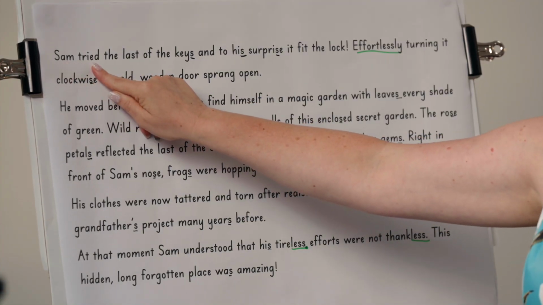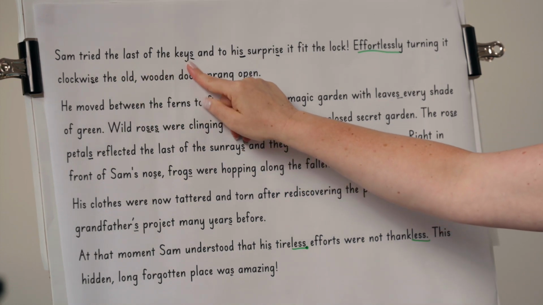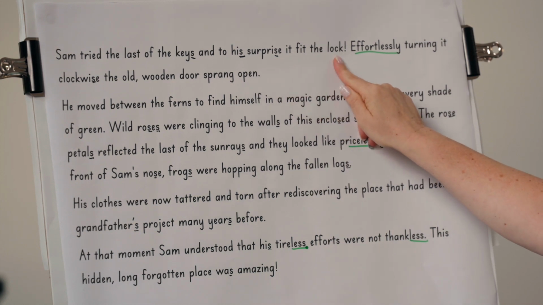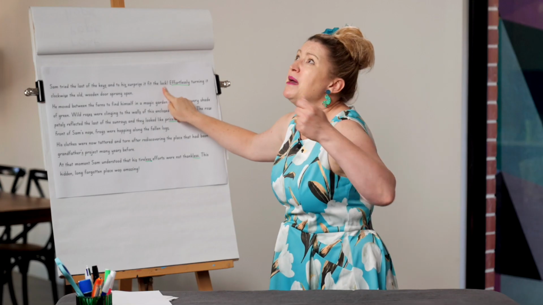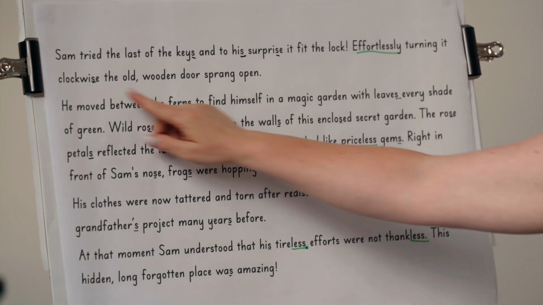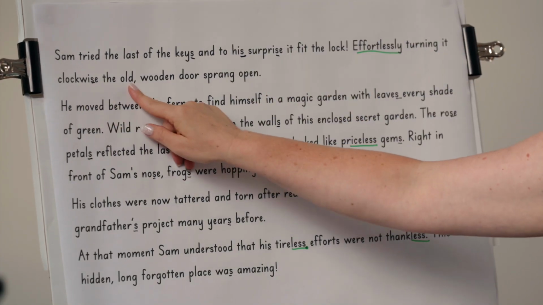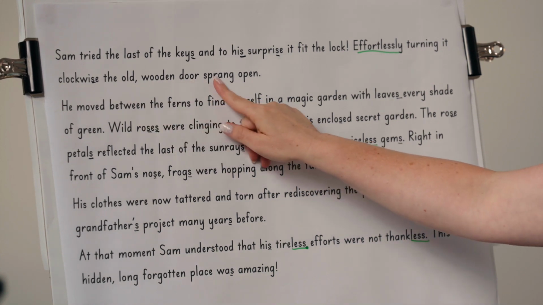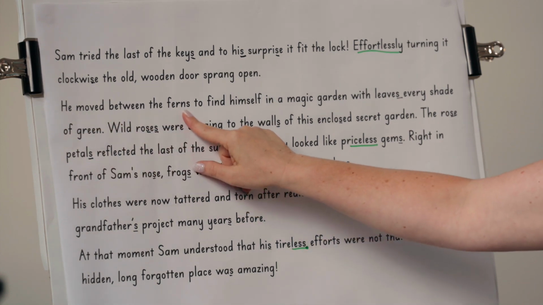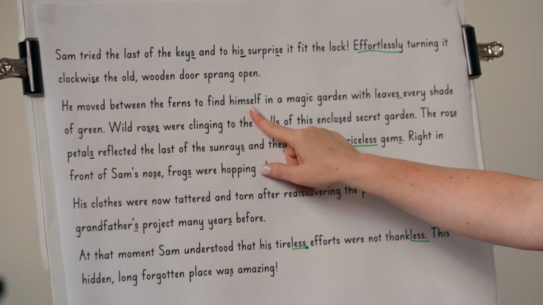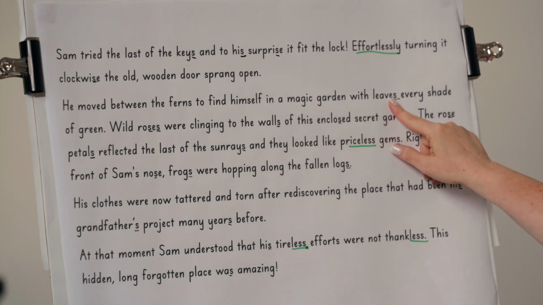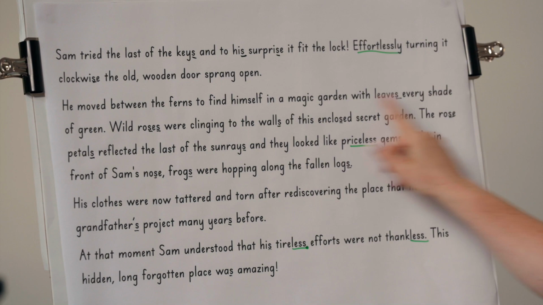Sam tried the last of the keys, and to his surprise, it fit the lock. He had this big bundle of keys. Effortlessly turning it clockwise, the old wooden door sprang open. He moved between the ferns to find himself in a magic garden with leaves every shade of green.